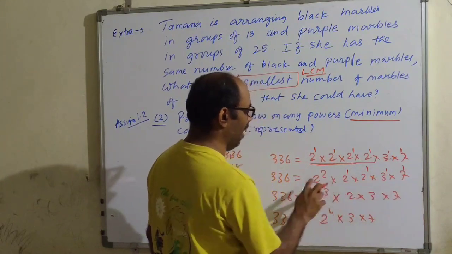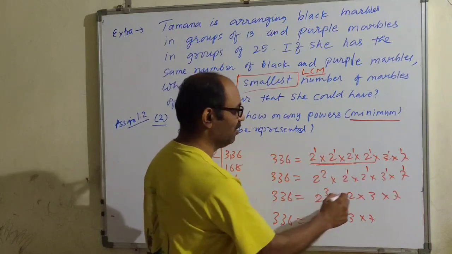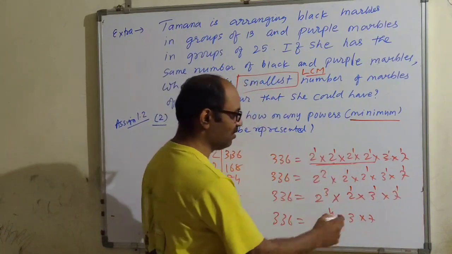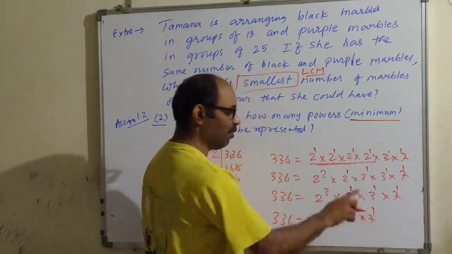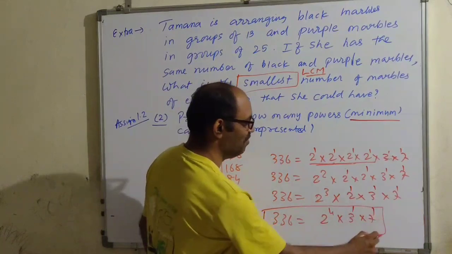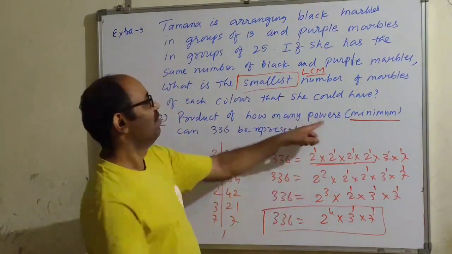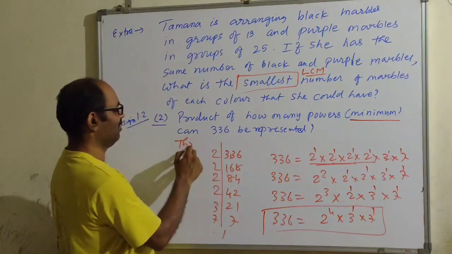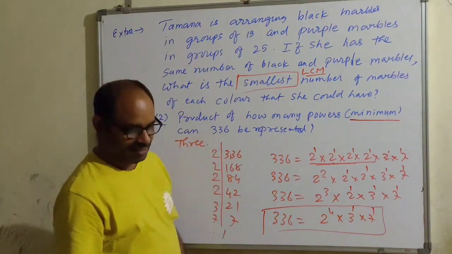1, 2, 3, 4, 5. This is a product of 5 powers. 1, 1, 1. 1, 2, 3, 4. Product of 4 powers. Here 1 and 1. 1, 2, 3. Product of 3 powers. So here is the answer. Minimum powers should be there. So that is 3. So the answer is 3. Is that clear?